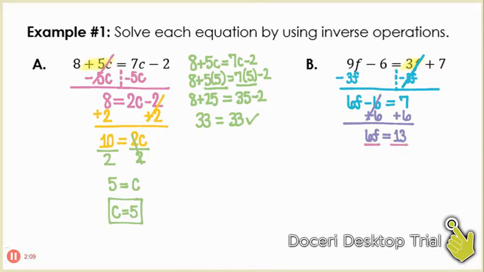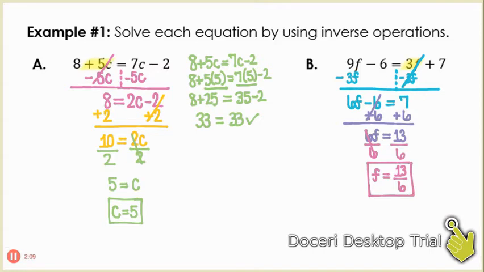I undo multiplication with division. And you will see that obviously 6 does not go evenly into 13. You are allowed to leave your answers as improper fractions as long as they do not reduce. Meaning, is there a number that both 13 and 6 are divisible by? And there is not. So you may leave that as 13/6.